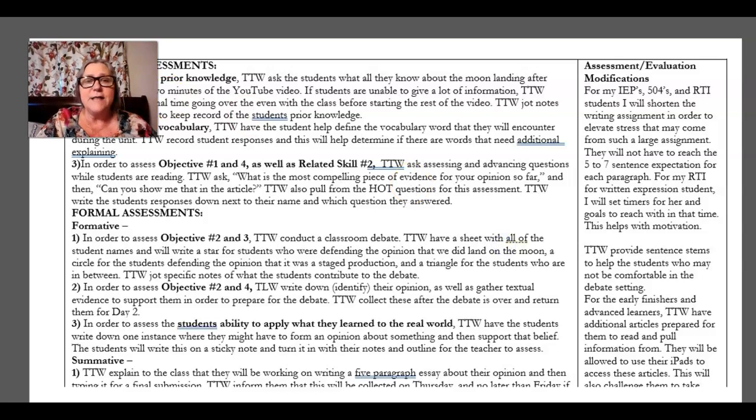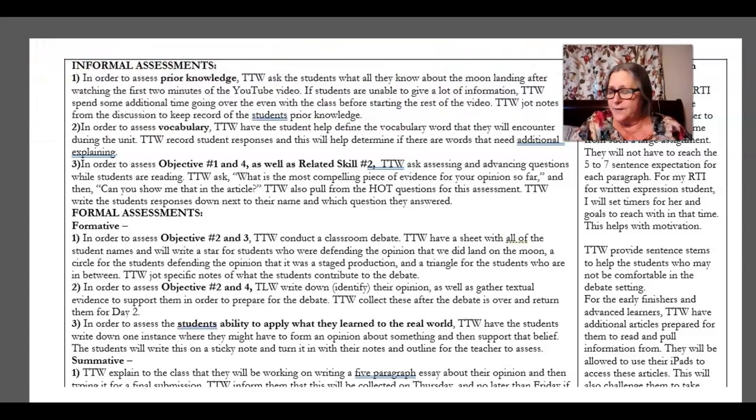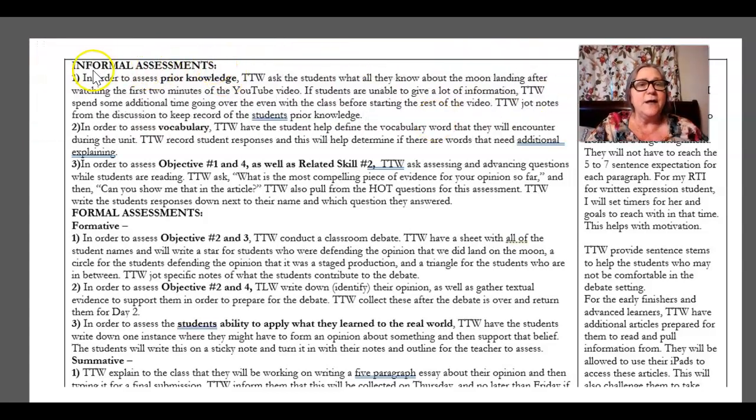And here's our last example. What I really like about this one is that this person, as you can see, it's very easy to read because they've bolded and they've added in not just how to assess these objectives and related skills, which, don't worry about related skills yet. That comes in later when you're writing your EdTPA. But your prior knowledge, in order to assess prior knowledge, in order to assess the vocabulary, to assess the objectives. So she's really, really giving a lot of evidence of alignment here.